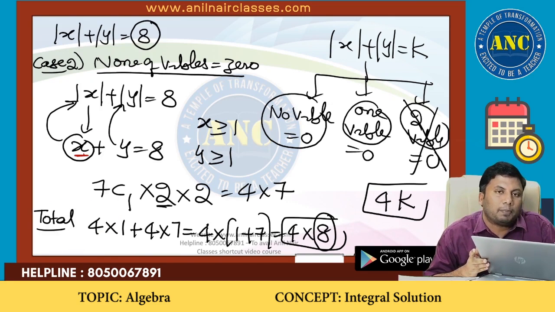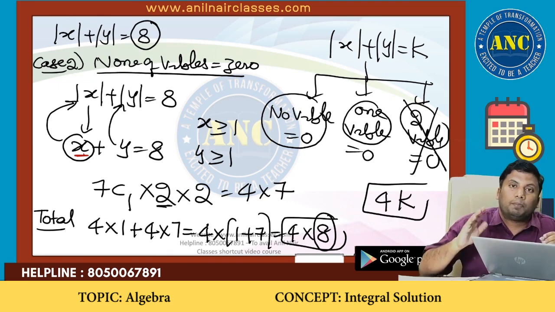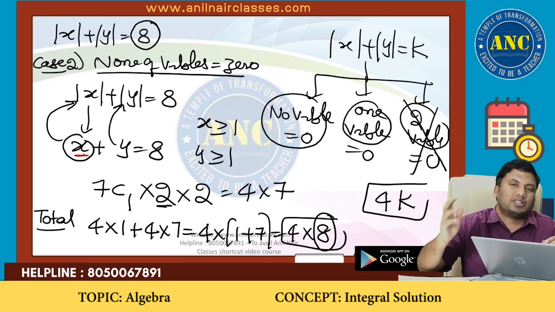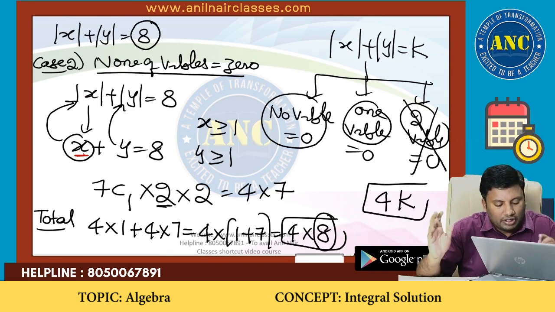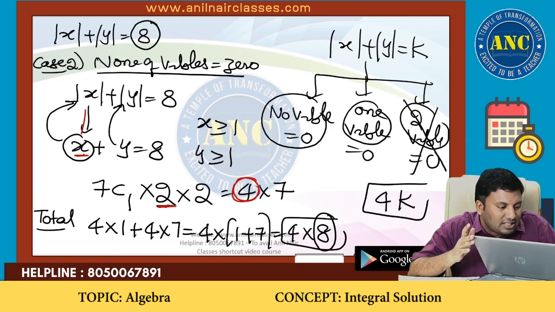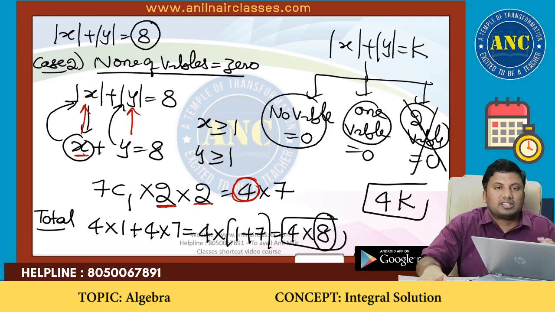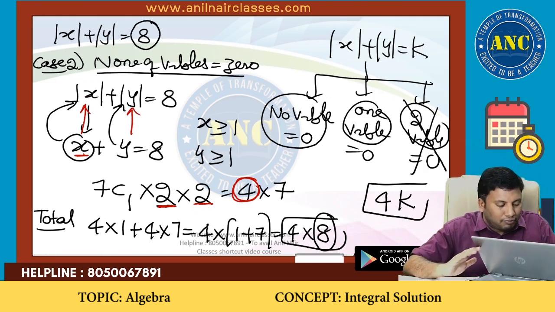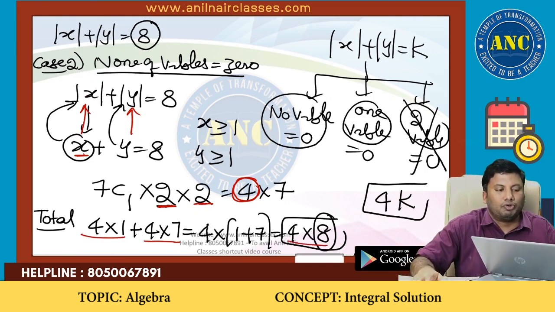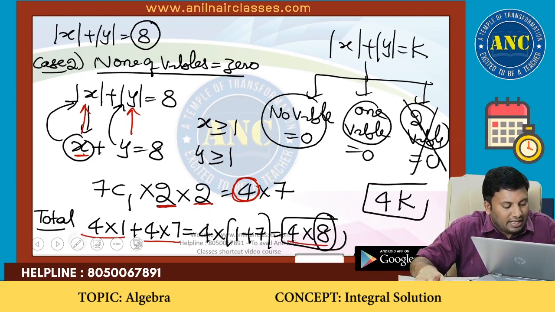Inside it could be plus, inside it could be minus. 3 plus 5 is 8. Mod of plus or minus 3 is 3, 2 cases. Mod of plus or minus 5 is 5. So 2 into 2 it is 4. 7C1 into 4. I hope these 4 will be constant because it will be plus or minus. Here also it will be plus or minus, 7C1 into 4. Answer is 4 into 7, plus 4 into 1. 4 common, so it is 4 into 8. I hope the idea is clear.